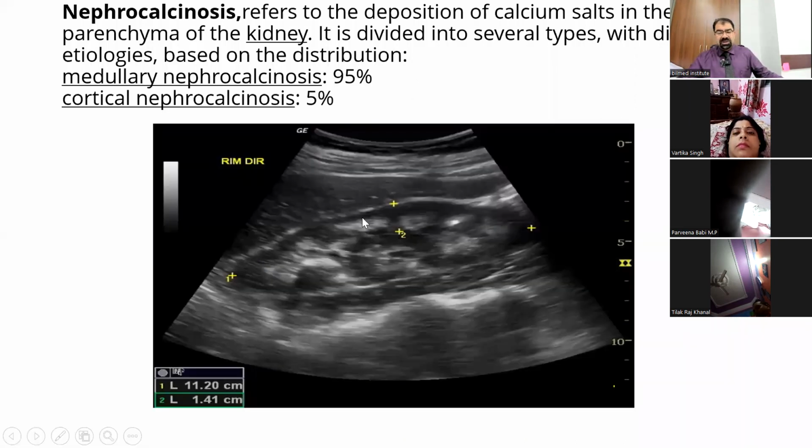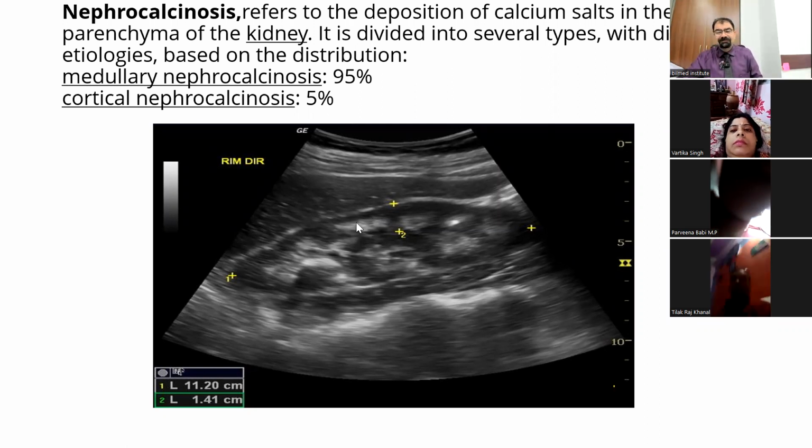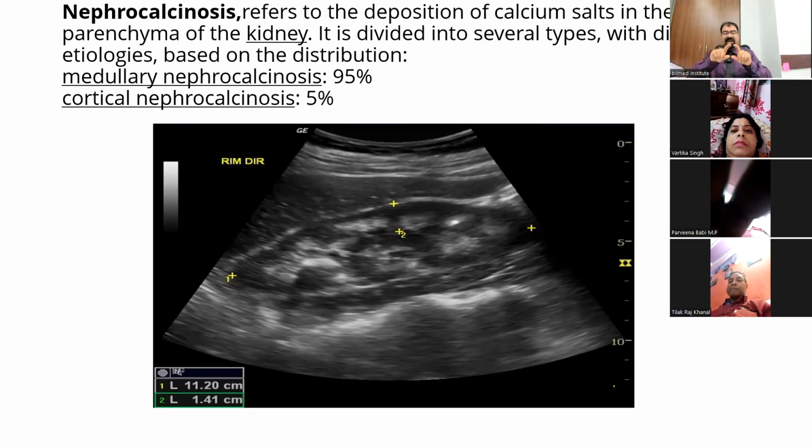Now see, this is the parenchyma. In this parenchyma, I am having a deposition of calcium. But this deposition of calcium will not be in one part of the kidney and the rest normal. No, because nephrocalcinosis refers to the deposition of calcium in the parenchyma of the kidney. It will not be restricted to one area only. But if I am having a calculus over here, it will be confined to one area only.